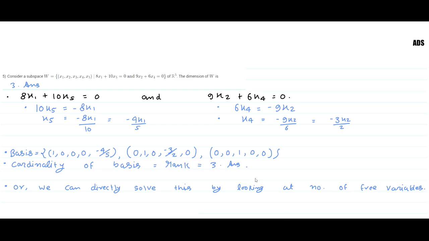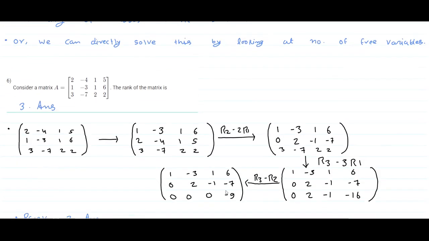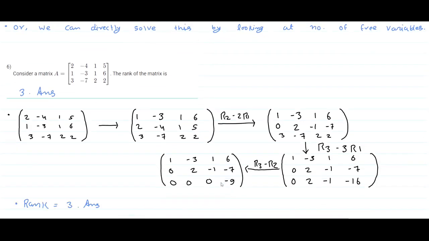Moving to question number 6, which basically asks to find the rank of the given matrix, which is of order 3 cross 4. So, if we do a bit of row reduction on this matrix, then we will see that there are 3 non-zero rows, which means that the rank of this matrix is going to be 3. If you face any problem in reducing this matrix, then you can pause this video and see my steps, and even if you still can't figure it out, then reach me in the comment box.